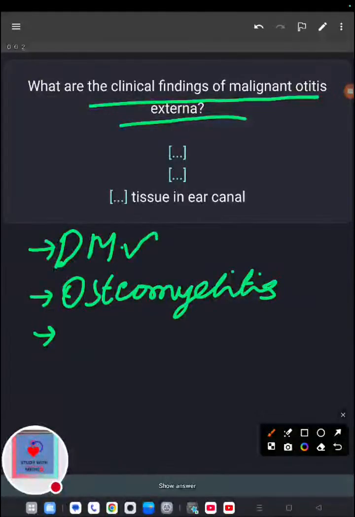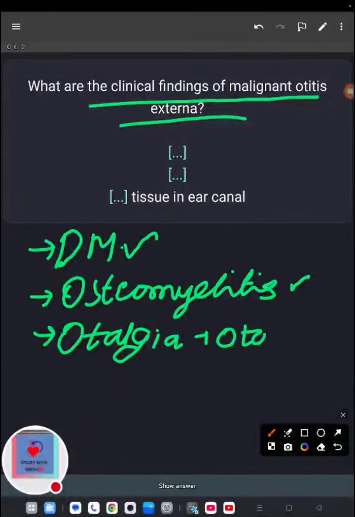Okay, diabetes mellitus is there, osteomyelitis is there. There will be otalgia and otorrhea in both. Okay, so there will be discharge from the ear, pain in the ear, and what else will there be?